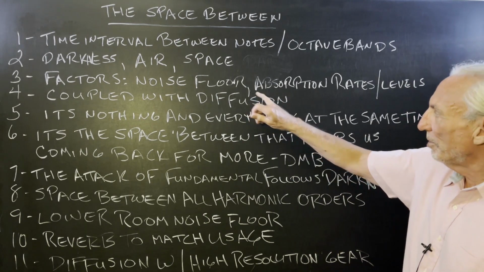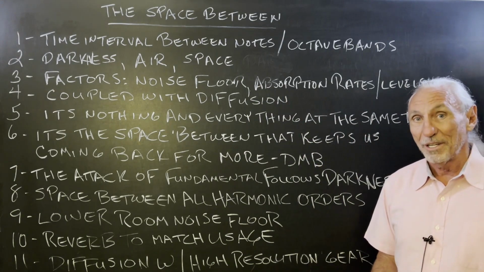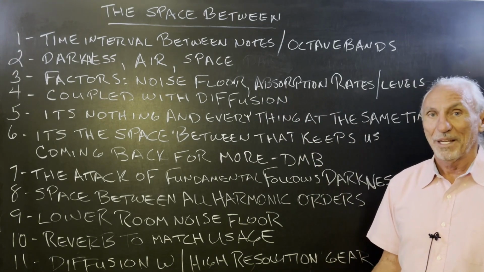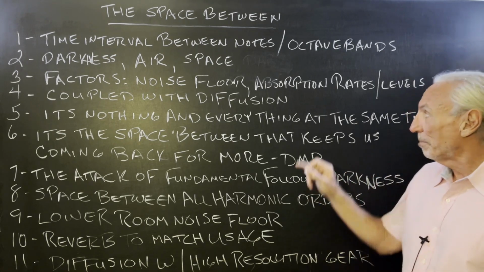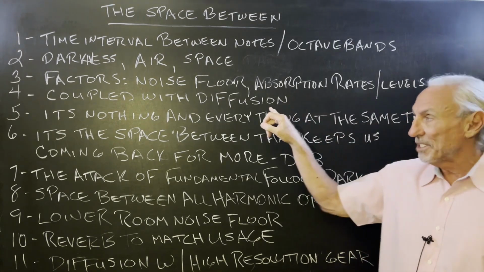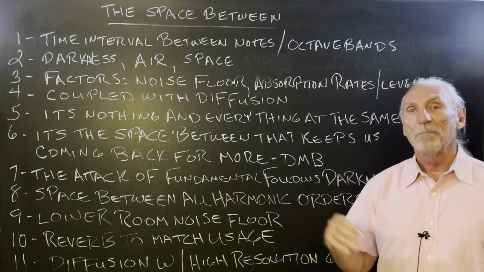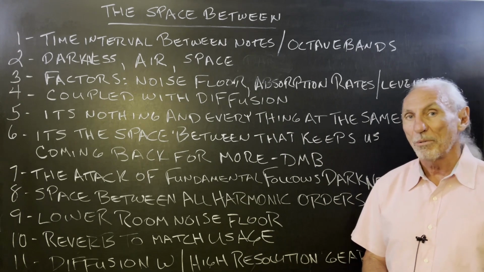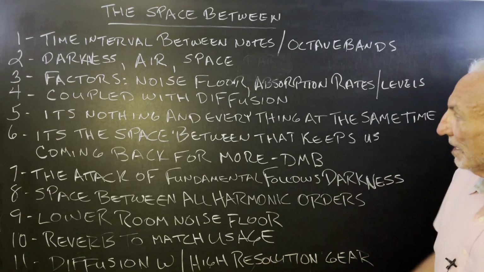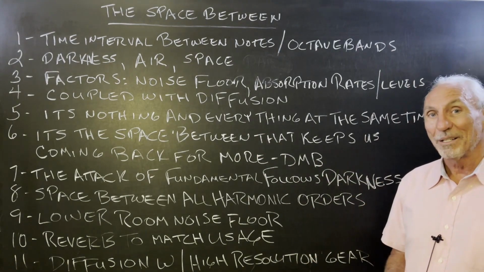Then when you couple the low noise floor with the absorption rates and levels, and then you add diffusion, now you've got something. Because you've got everything clearly defined and focused with the proper rates and levels of absorption, and then you bring in diffusion, which spreads everything out, makes the room sound larger. Diffusion is the technology to make a small room sound larger. It's nothing and everything at the same time, if you think about it.